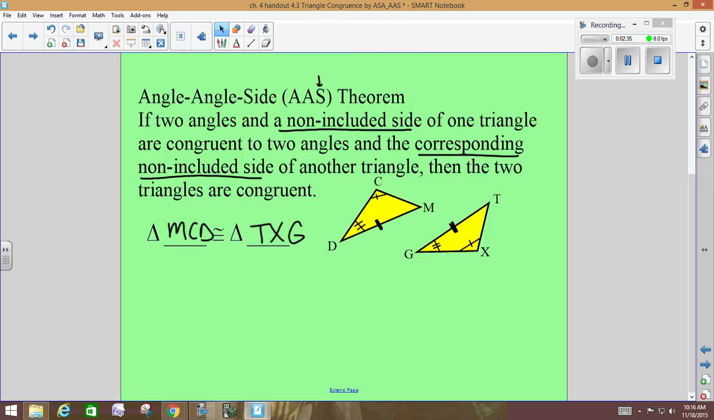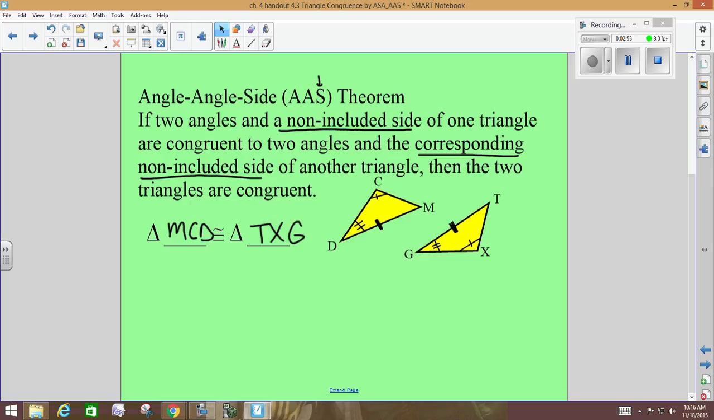Just because we're learning these two today doesn't mean they're the only two you're going to use on your homework. You now have 4 ways to prove triangles congruent: side, side, side; side, angle, side; angle, side, angle; and angle, angle, side. They're all free game, so you can use all 4 of them from here on out.